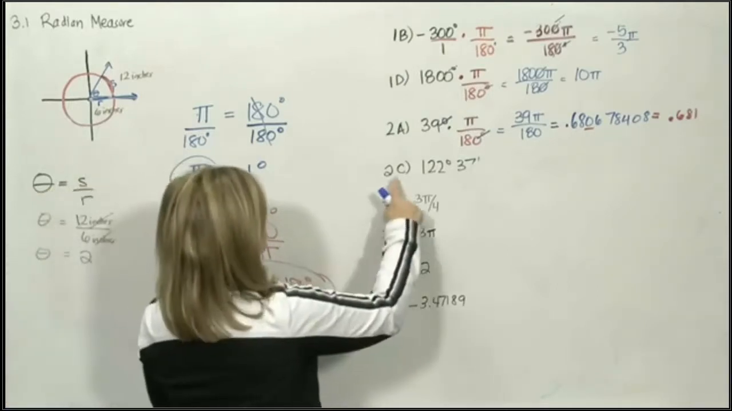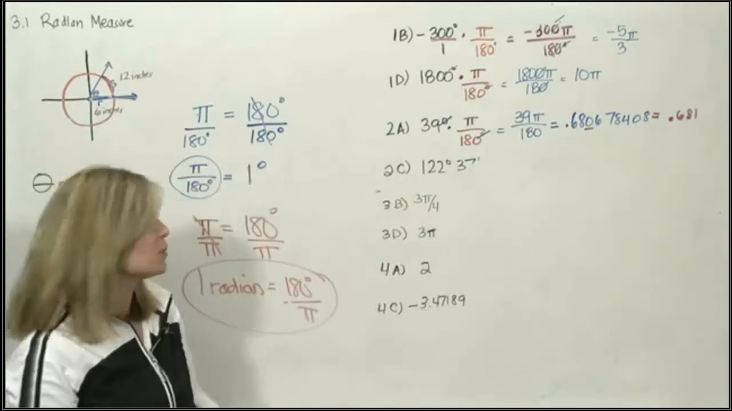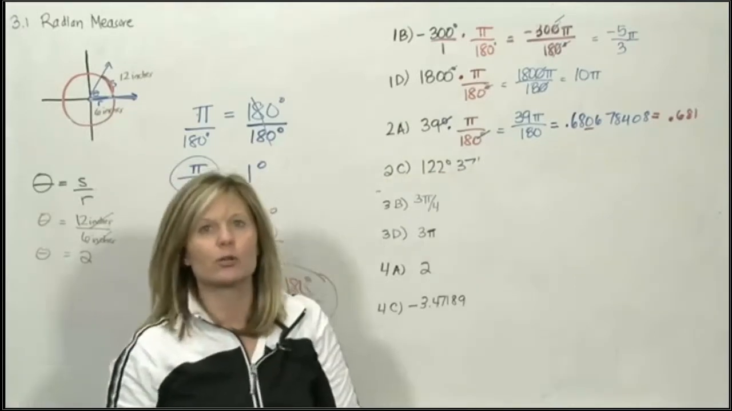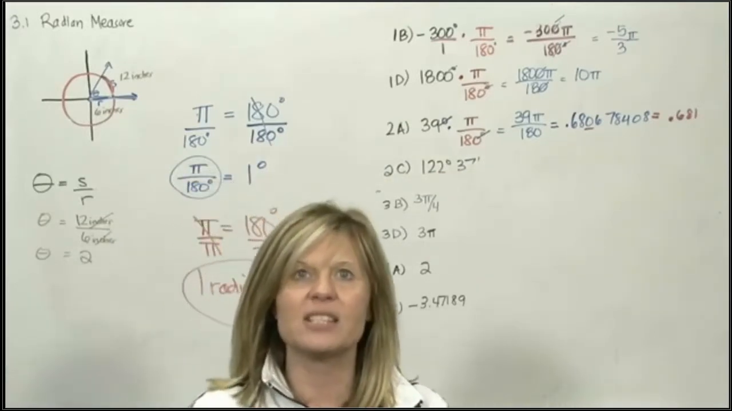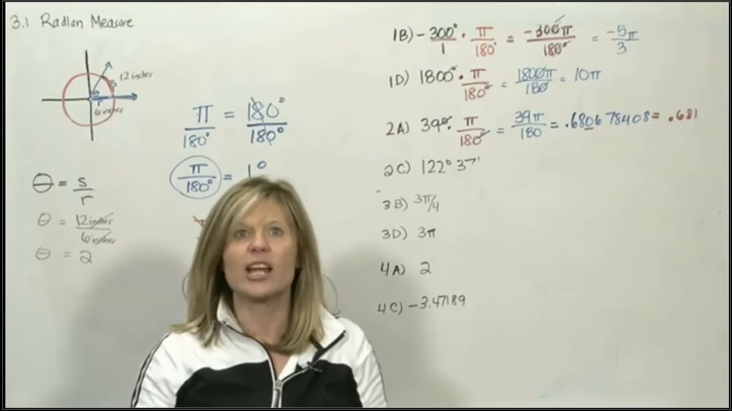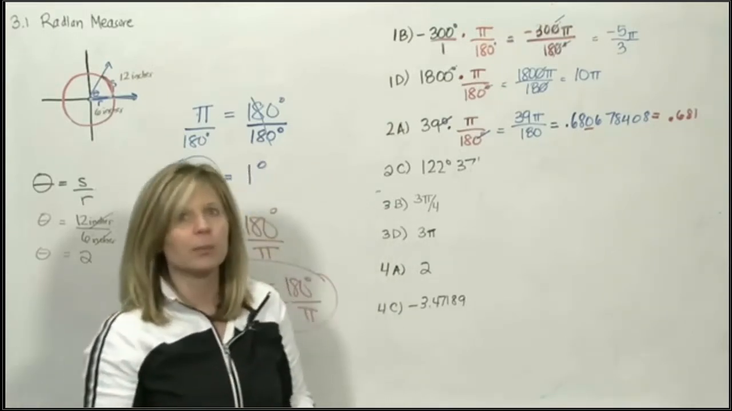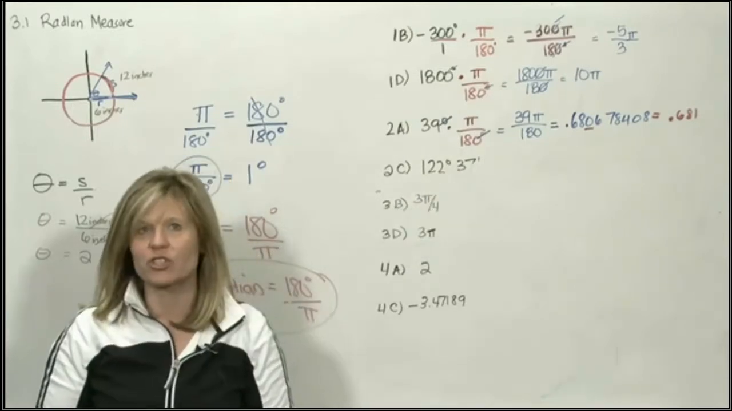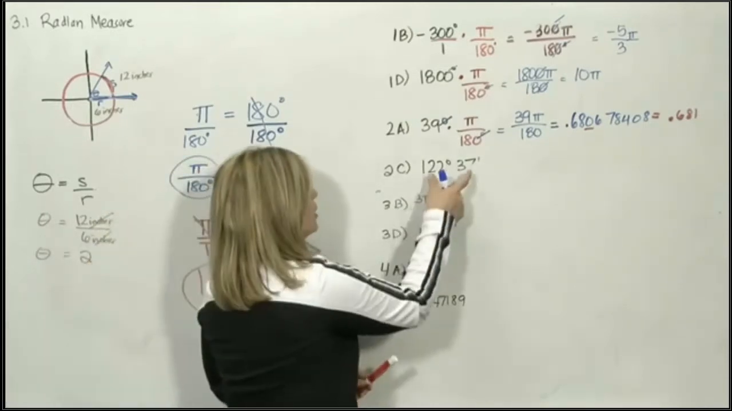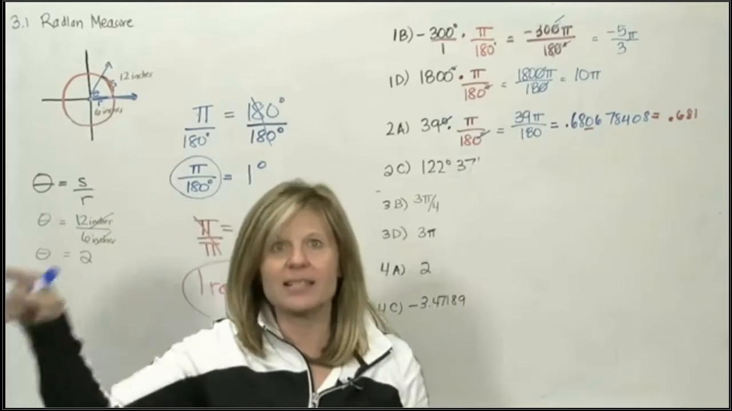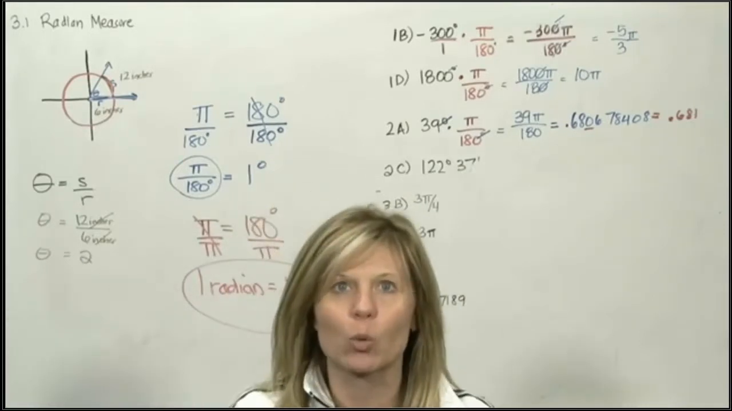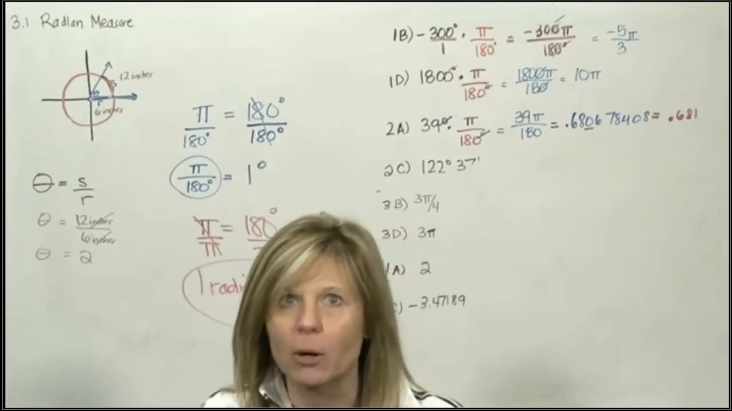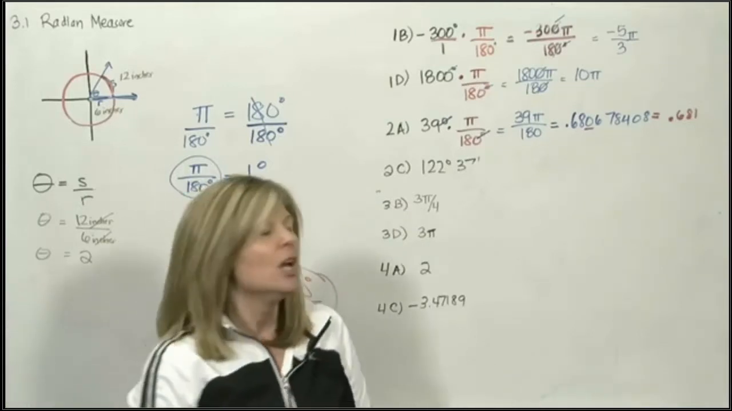Okay, let's look at 2C. 2C wants me to take this angle measurement, 122 degrees, 37 minutes, and change it to radians. Here's the problem. This is not just degrees, it's also minutes. So there's an extra step. Remember, DMS, degrees, minutes, seconds, is not a number to work with. Minutes and seconds is not a number. It's part of something else.